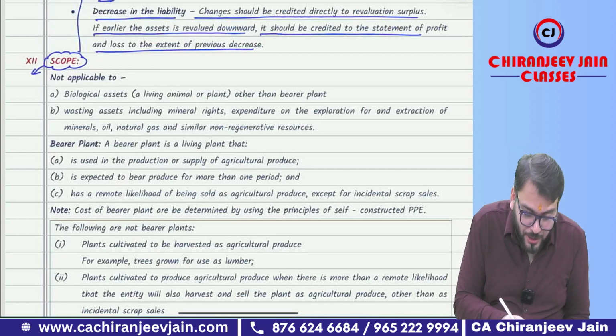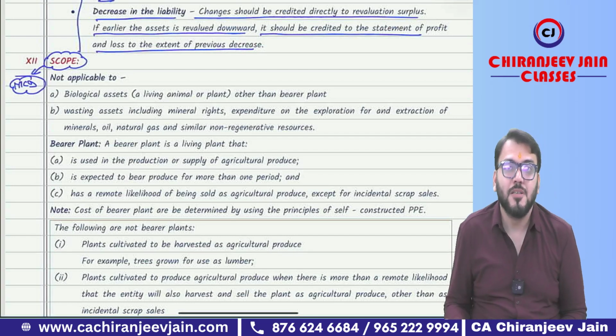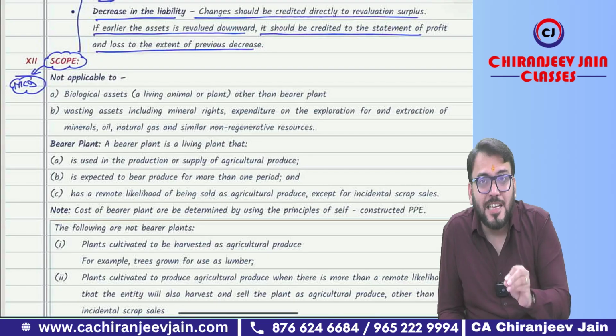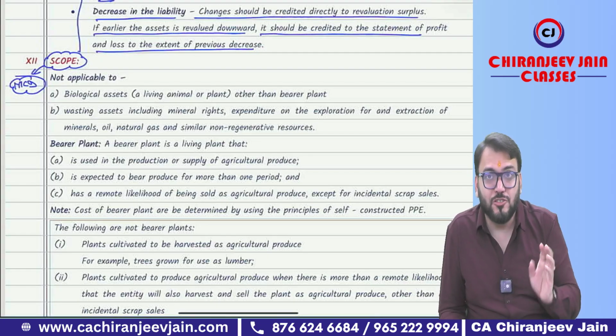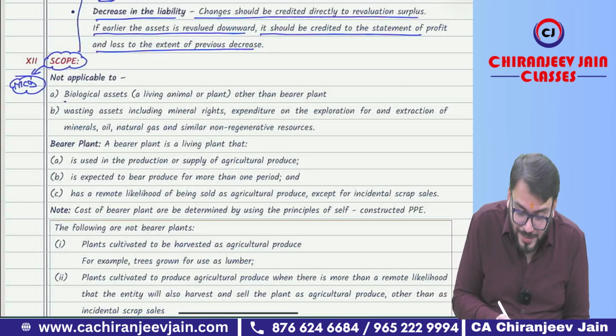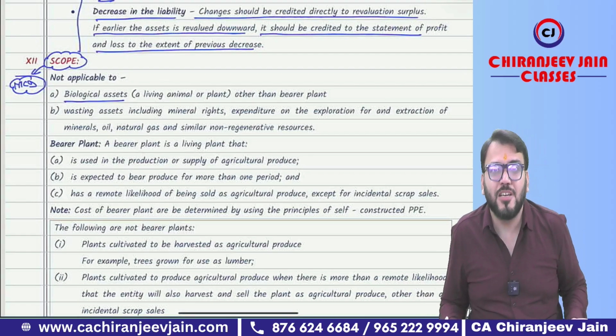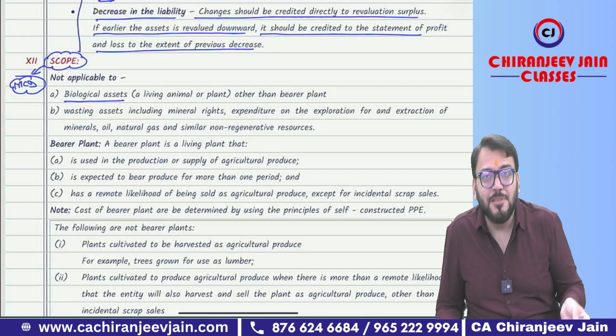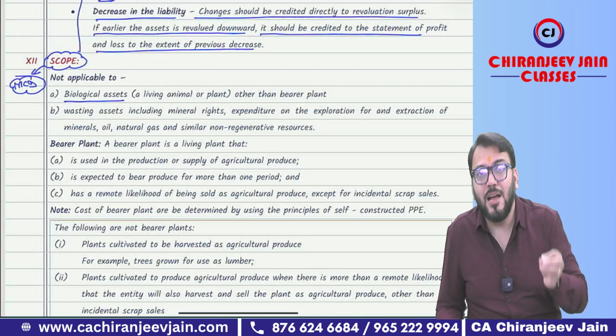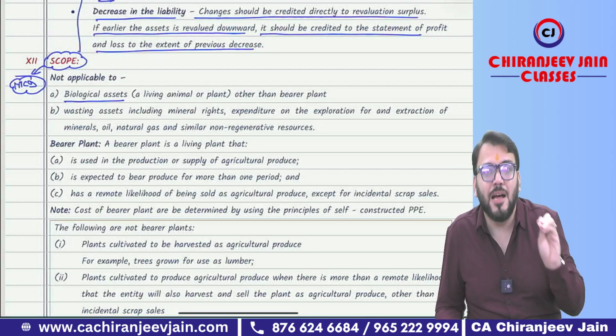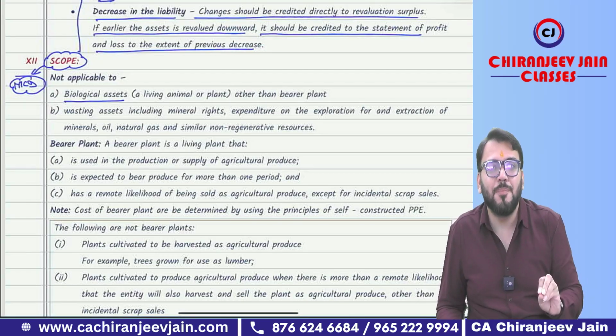Scope might be important for multiple choice questions. The scope means AS10 is not applicable to which type of PP? It is not applicable to any biological asset. So what do you mean by biological asset? Biological asset means living animal and plant. So for any living animal or any living plant, AS10 is not applicable.